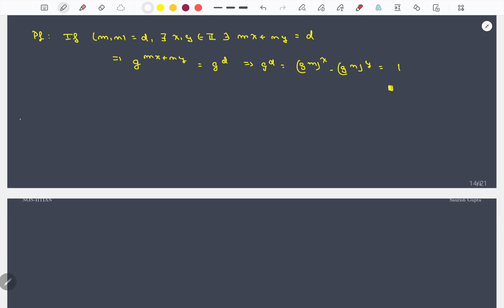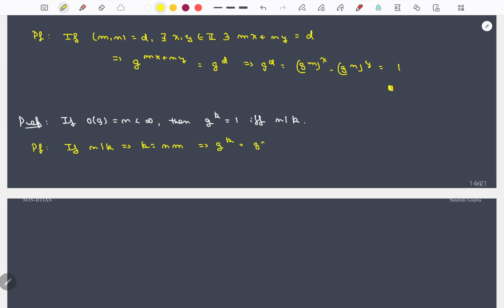Okay, so let us move on to the next important proposition in this context. If the order of g is equal to n, which is a finite number, then g to the power k is 1 if and only if n divides k. Proof, and the proof is quite simple. If n divides k, then I can write k as n times m, but that would mean g to the power k is equal to (g to the power n) to the power m, which is 1. So it's quite clear.